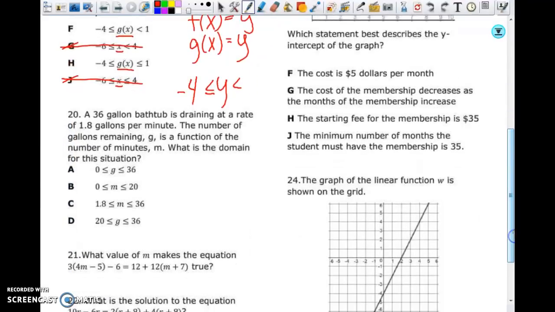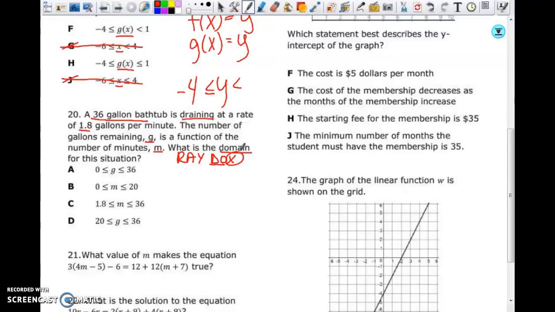All right, number 20 is probably the hardest problem on the exam because they want you to apply the idea of domain and range. So for number 20, a 36-gallon bathtub is draining at a rate of 1.8 gallons per minute. The number of gallons remaining, G, is a function of the number of minutes, M. What is the domain for this situation? So again, domain, remember it's ROBOT again, so domain is my x values.